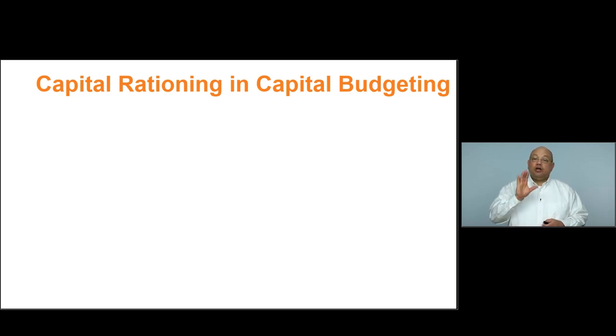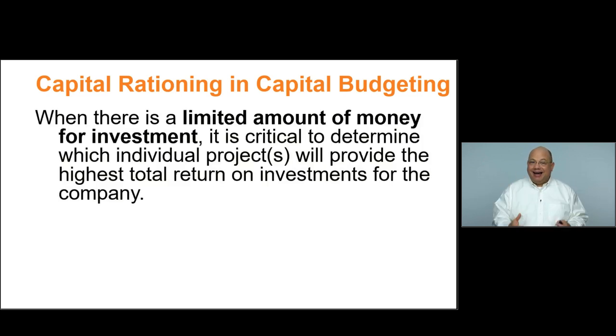So we need to determine how we're going to allocate that capital, how we're going to use that limited capital that we have, with the goal of providing the highest total return for the company. That's what we're trying to do. We're trying to maximize the return to the company, the benefit to the company, out of the money that we have available for these different investments. And what we've been doing so far is simply determining whether or not an investment would be beneficial to the organization. Now we need to list them.